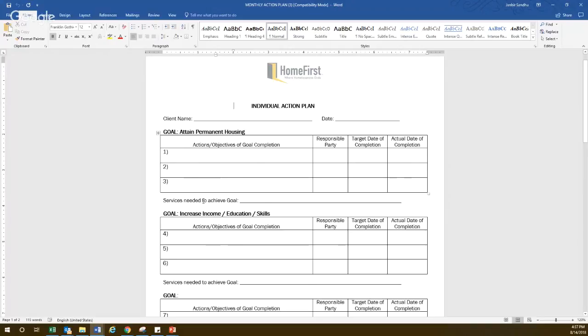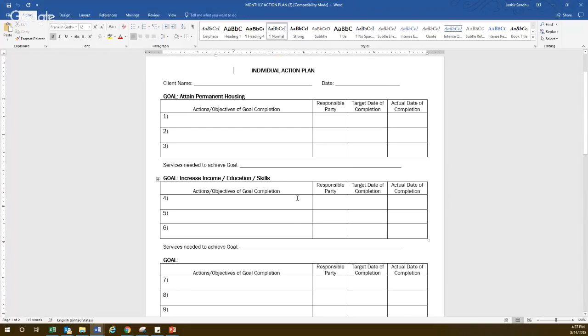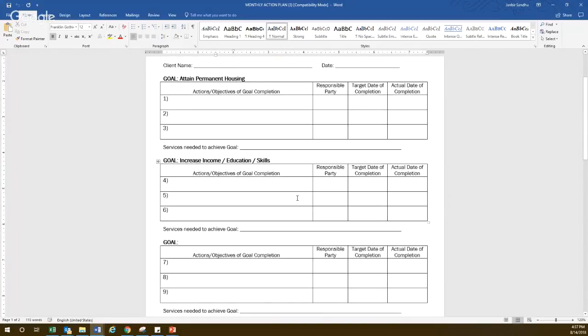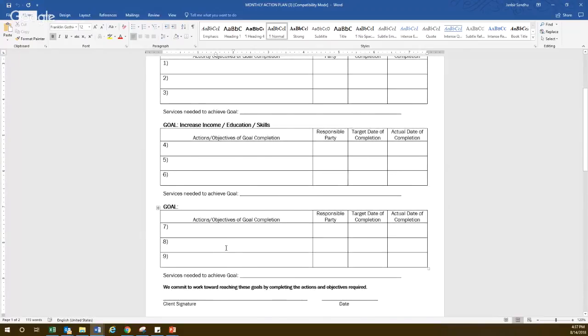And here you would write services needed to achieve this goal. Maybe they need a computer lab, maybe they need rides in order to have interviews, or they need assistance with finding application fee funding so that they can increase the chances of putting more applications out there and receiving more housing availabilities. And that goes the same for the education, employment, and increasing income goals, and also the same for their self-development goal.